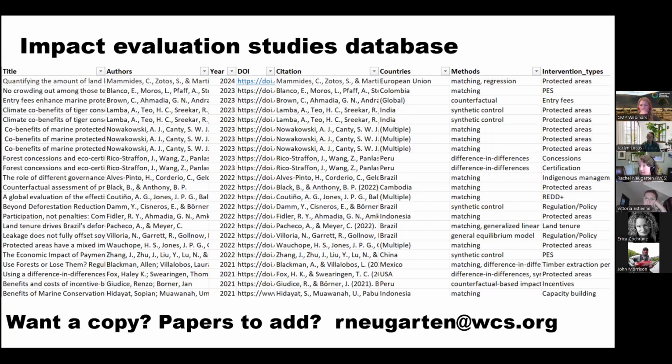I'm trying to get somebody to use AI to help add the next 140 papers to this database. There's not an infinite number of impact evaluation studies out there, so I think this is quite a feasible problem. I just don't have time now that I have a full-time job.